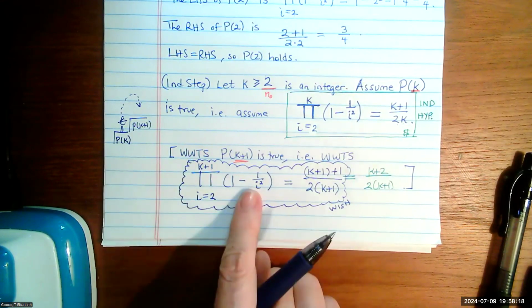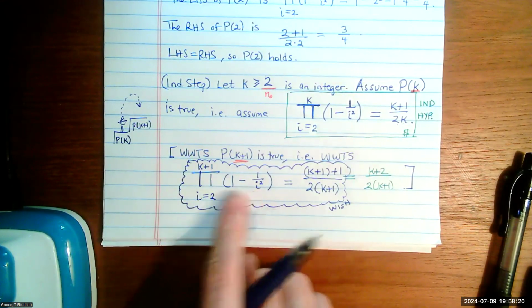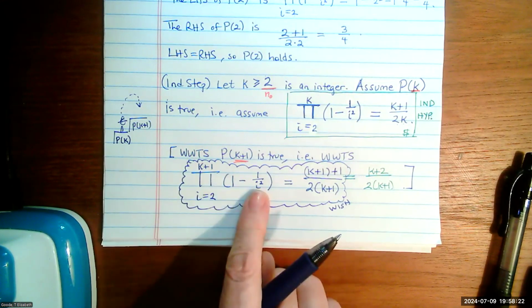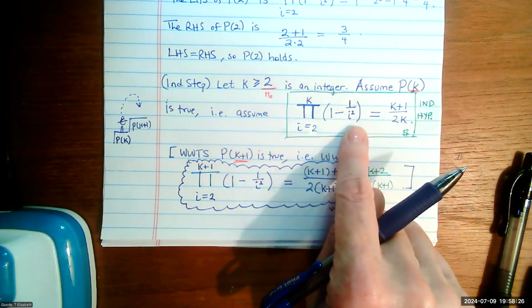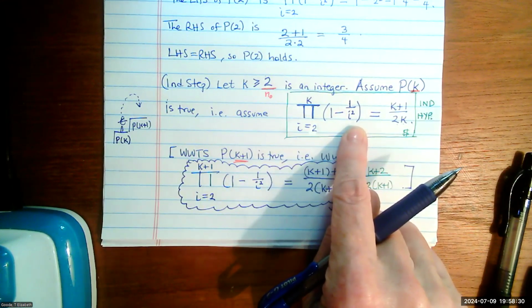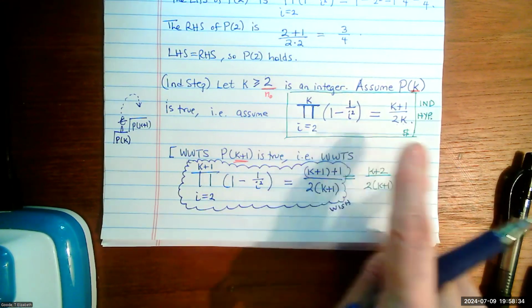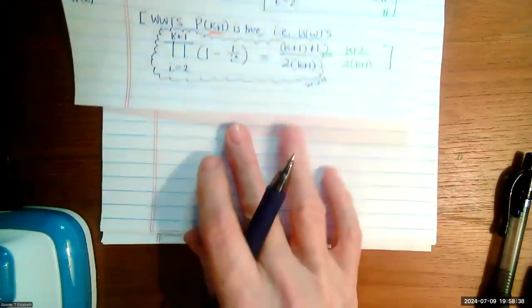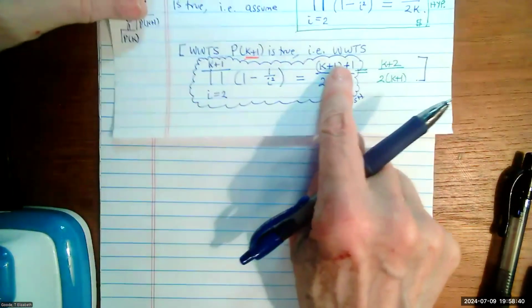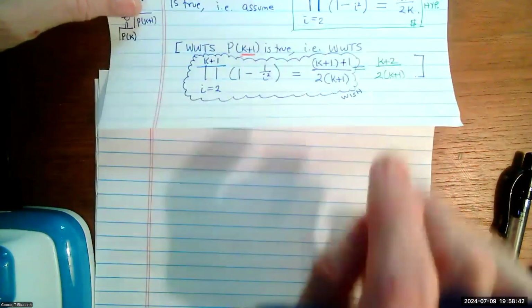We're going to separate off the k plus first term of this product. It's a factor. We'll separate it off. We will use the inductive hypothesis to substitute into the product from i equals 1 to k of this expression, 1 minus 1 over i squared. Then we'll evaluate the k plus first factor, do algebra, and then hope for the best. Hope it turns into k plus 2 over 2 times k plus 1.